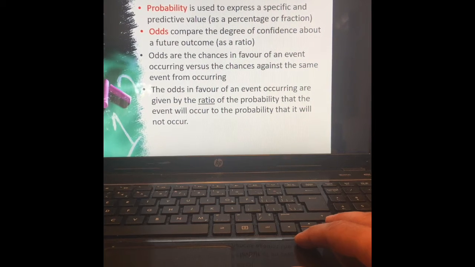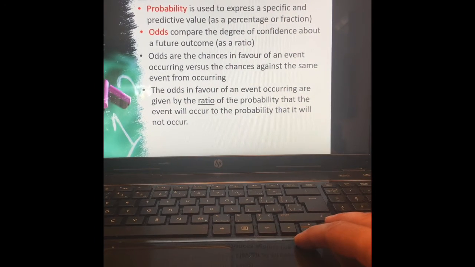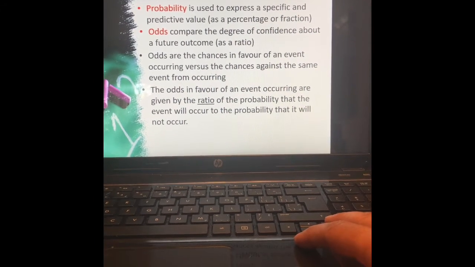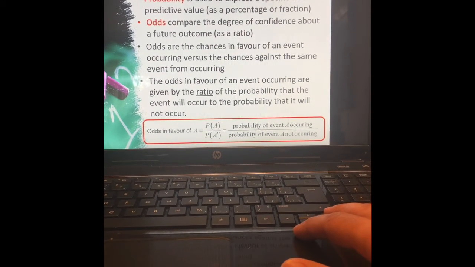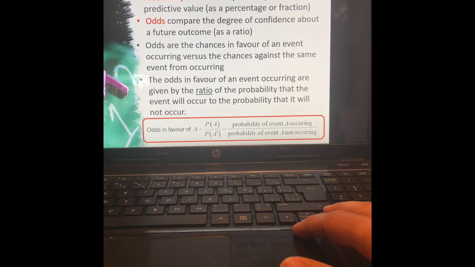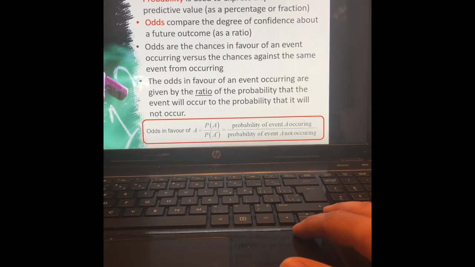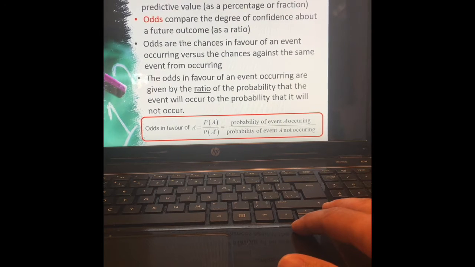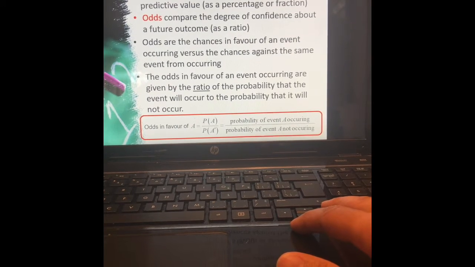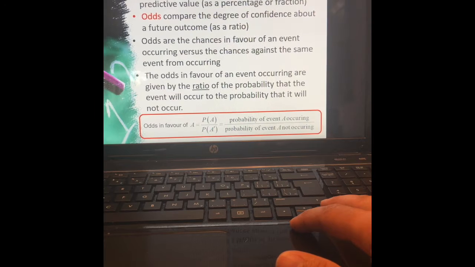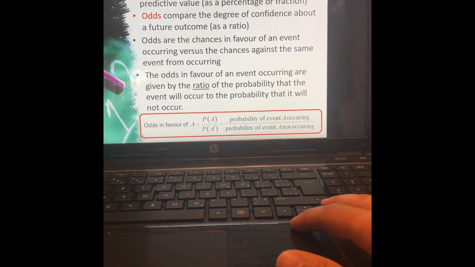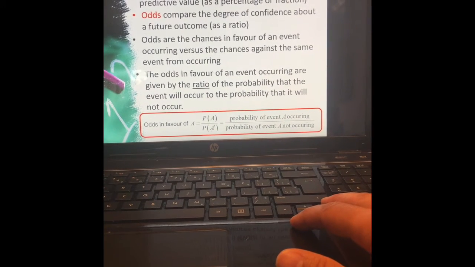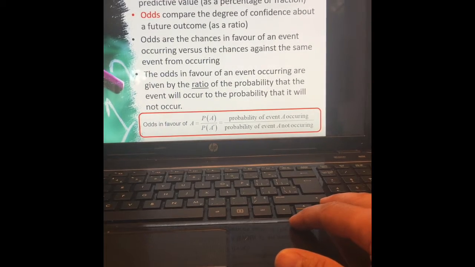Odds in favor of an event occurring are given by the ratio of the probability the event will occur to the probability it will not occur. So P of A over P of not A. So you can look at it as probability of event A occurring and probability of event A not occurring, or number of ways, N of A and N of not A, or the complement of A.